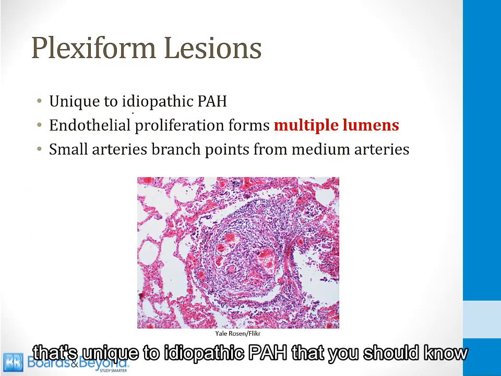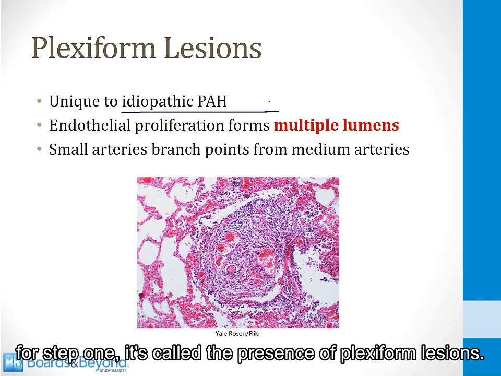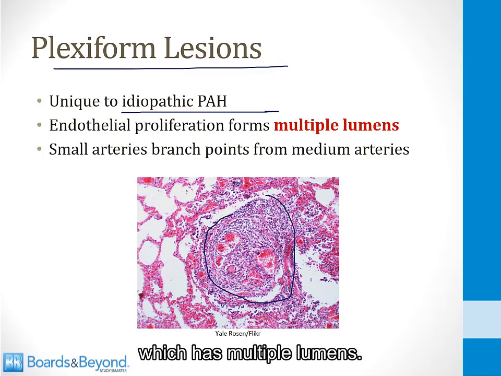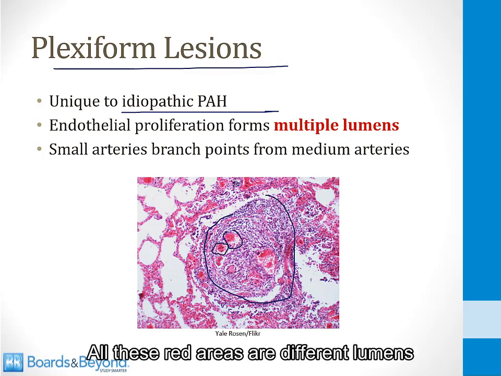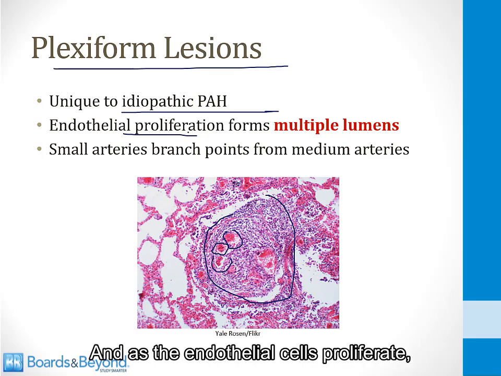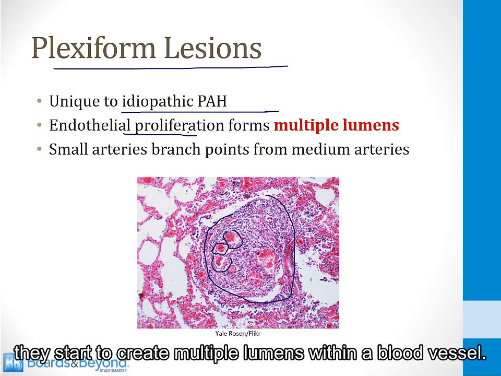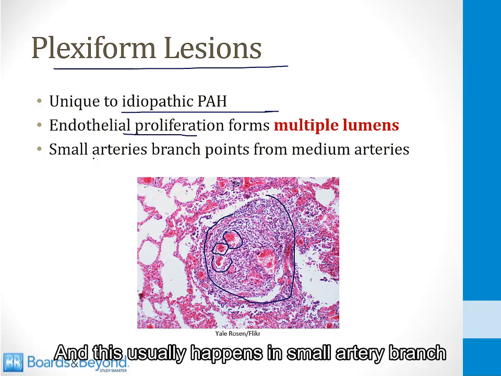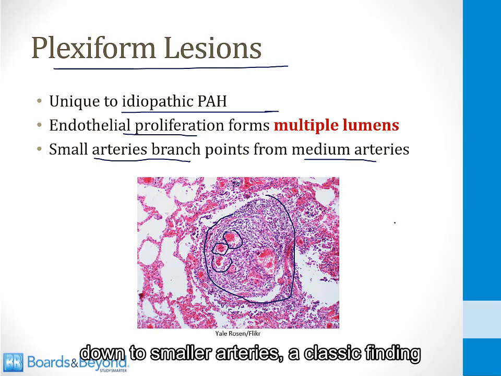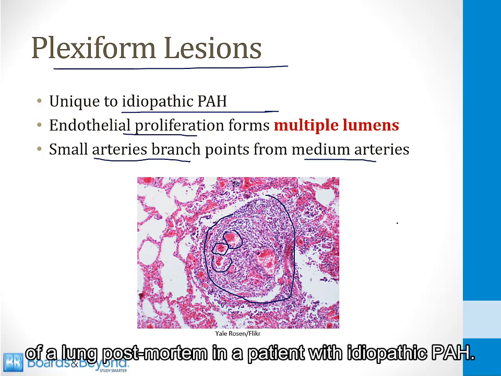There is a pathologic finding that's unique to idiopathic PAH that you should know for Step 1. It's called the presence of plexiform lesions. This is a plexiform lesion shown on the slide here, and what you see is a blood vessel which has multiple lumens. All these red areas are different lumens of the blood vessel. And the reason this happens is because there's endothelial proliferation formed from the high pressure in the lungs, and as the endothelial cells proliferate, they start to create multiple lumens within a blood vessel. And this usually happens in small artery branch points where the medium arteries are branching down to smaller arteries. A classic finding in biopsy of a lung or examination of a lung postmortem in a patient with idiopathic PAH.